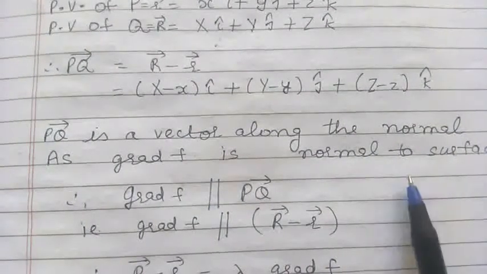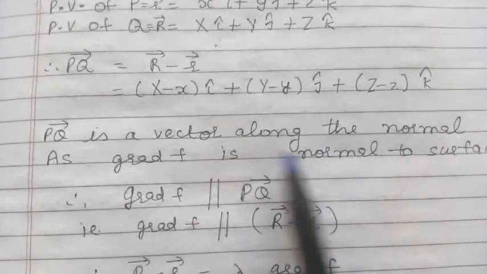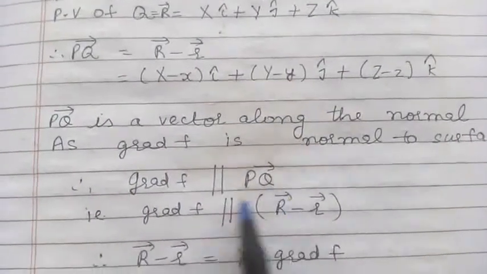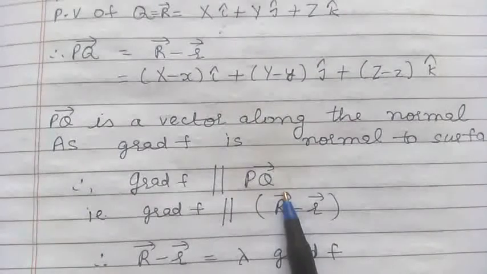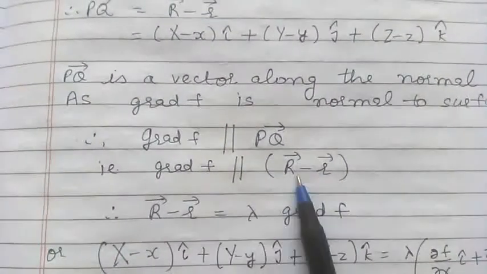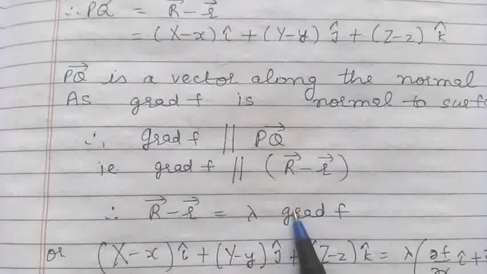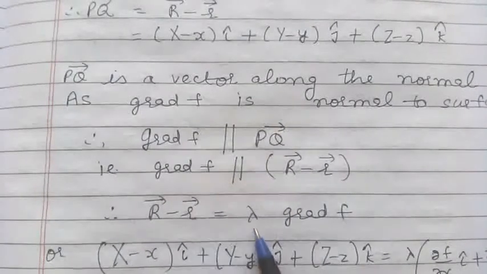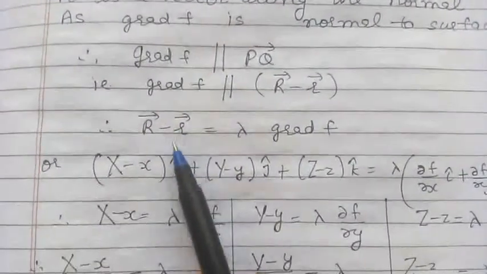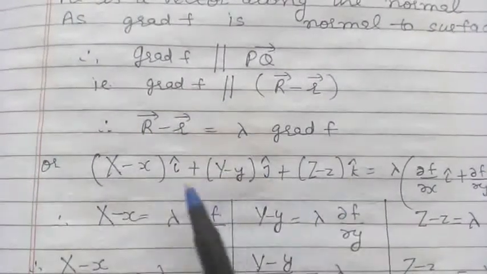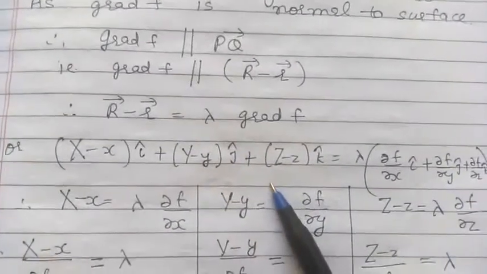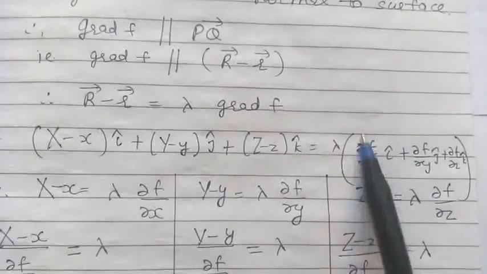Now because gradient f is normal to the surface, and vector PQ is also normal to the surface, it means these two vectors are parallel vectors. Gradient f and vector PQ are parallel vectors. Now vector PQ is the vector R minus r. Because these two vectors are parallel, they can be written as some scalar multiple of each other. So we can write the vector R minus r as some multiple of gradient of f. Now substituting the values of the components of the vector R minus r here, we get (X minus x) i plus (Y minus y) j plus (Z minus z) k is equal to lambda into gradient f.